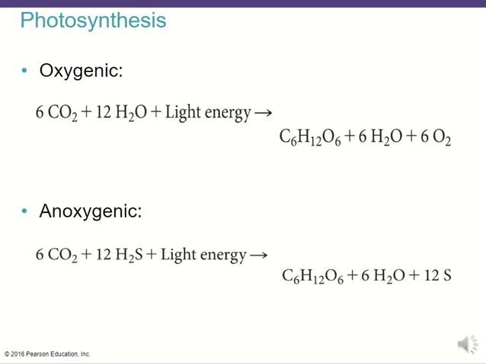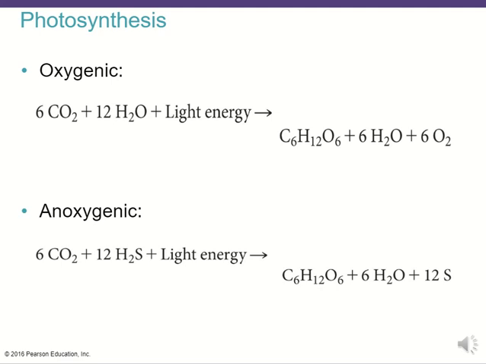Basically, the main chemical reaction that's occurring during photosynthesis, the oxygenic side, where 6 molecules of carbon dioxide and 12 molecules of water are reacted together through the assistance of light injecting necessary energy to form a single molecule of glucose sugar, 6 molecules of water, and 6 molecules of oxygen, which we can breathe in.